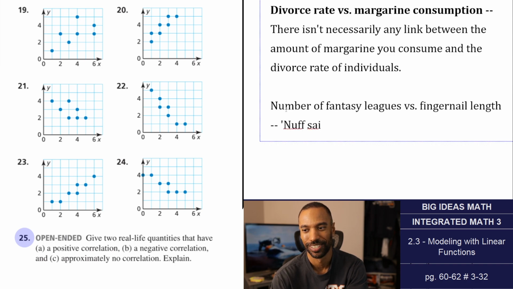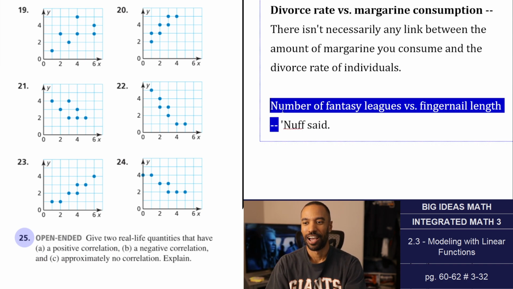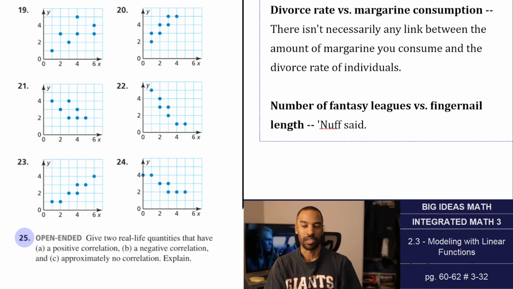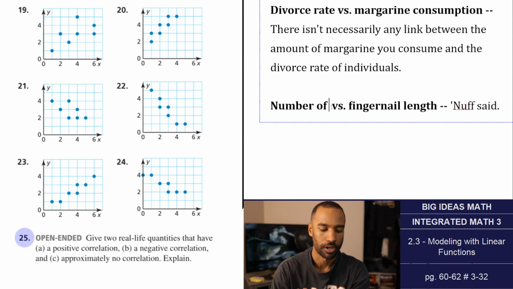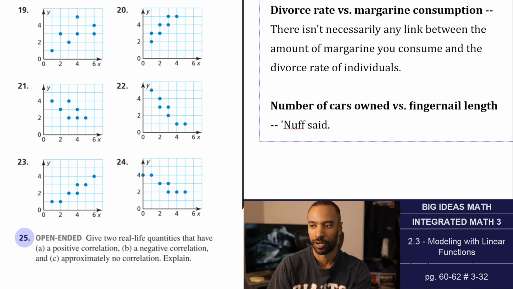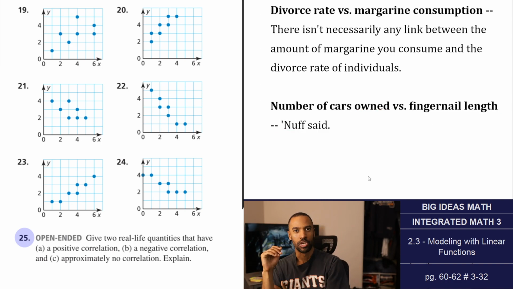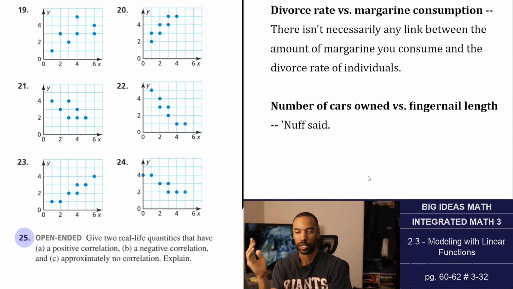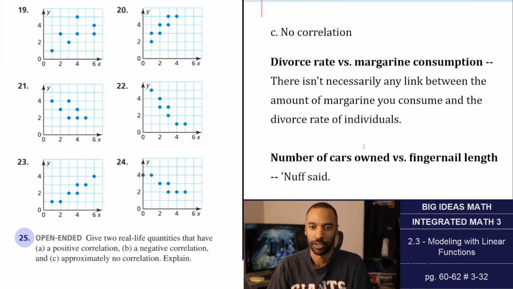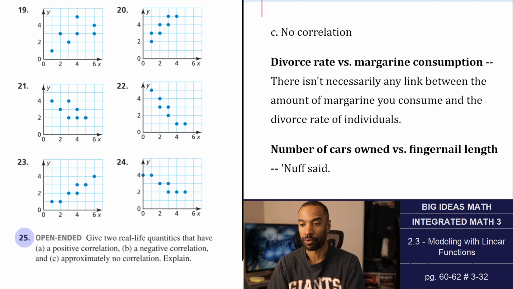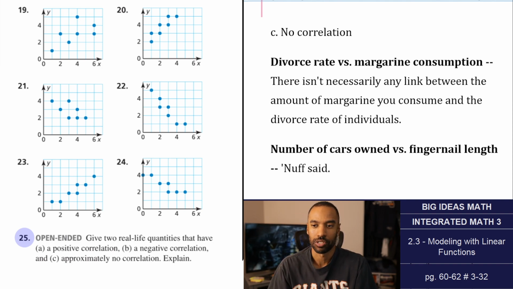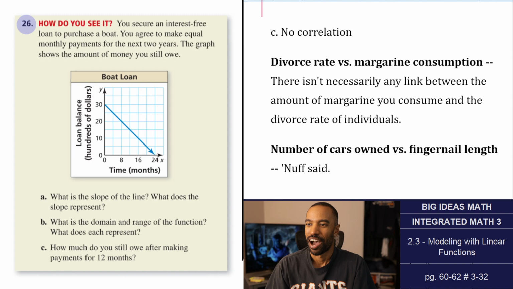Enough said. Literally. If you have this many, I mean, you can do anything. Number of cars owned. How about this? If you don't know what fantasy leagues are, number of cars owned versus fingernail length. Number of kids owned. I guess you don't own kids. Number of kids that you have versus fingernail length. Right? So that stuff, there's nothing to speak on with that stuff. Maybe there's a correlation. I don't know. But those are just the explanations I have. All right. Let's keep moving forward.